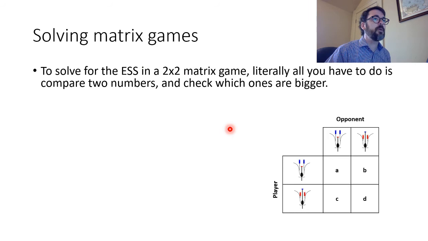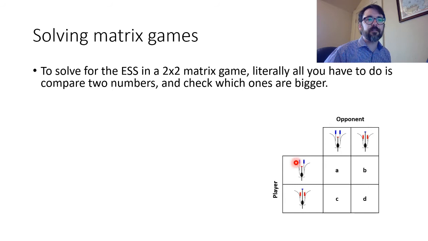So to solve for the ESS in a 2x2 matrix game, literally all you have to do is compare a couple numbers and check which one is bigger. There's more sophisticated ways of doing this, but this is what I teach my freshmen. So if you write it like this, and you should be aware that not everyone writes it the way I write it, but if you write the player and the opponent, so this is your focal player, you just compare vertically to determine who's going to win. And again, if you're looking at games in books or online, different people write them different ways. So this isn't a hard and fast rule.